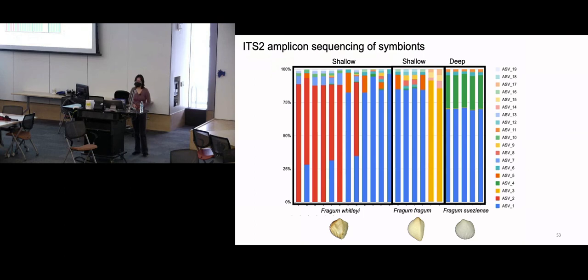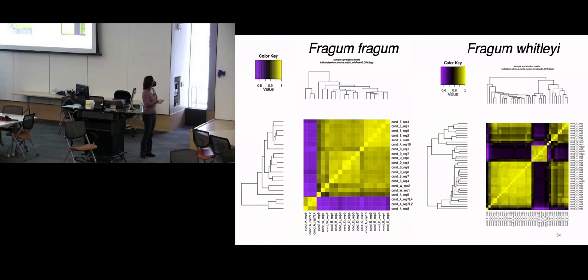So do they contribute then to the differential gene expression within photosymbiosis under different light conditions? We did an initial assessment, just looking at the overall gene expression of the symbionts in the photosymbiosis. And what we see is they actually are different. Here's an example of fragum. This is just an overall gene expression similarity matrix, and you can see there are two clear clusters. One group is here, and the other group has a very different gene expression pattern.